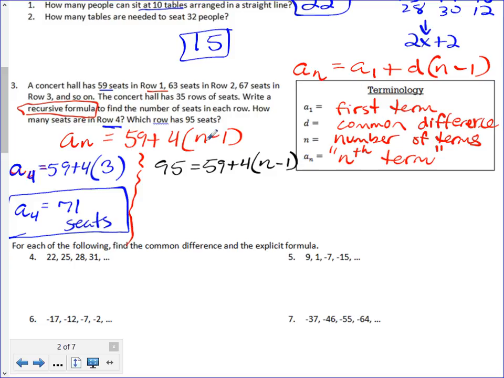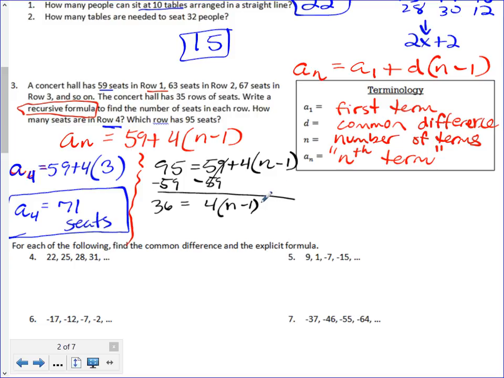So, what would you do first here? You could distribute the 4, but you could actually save yourself a step. You don't have to do that. Plus 1. What's 95 minus 59? Correct. Can you remember what to do next? Divide by what? Divide by 4, right?